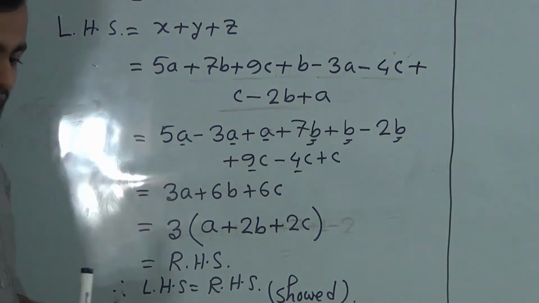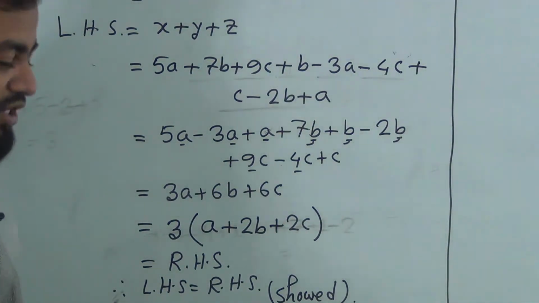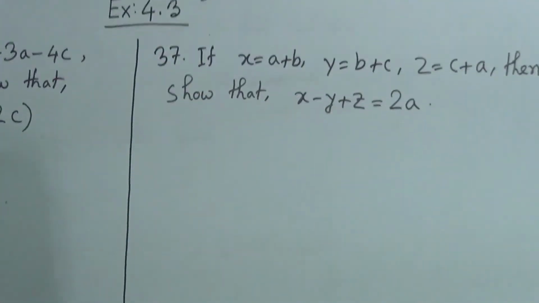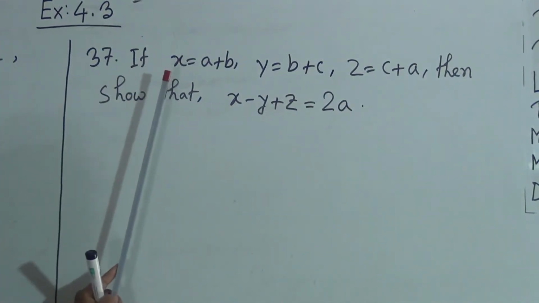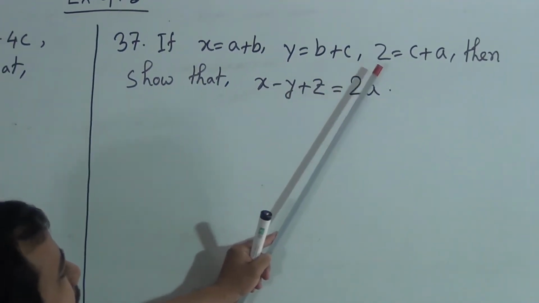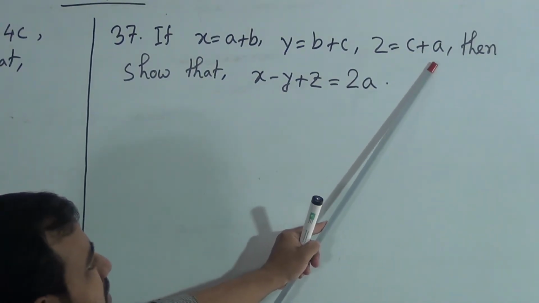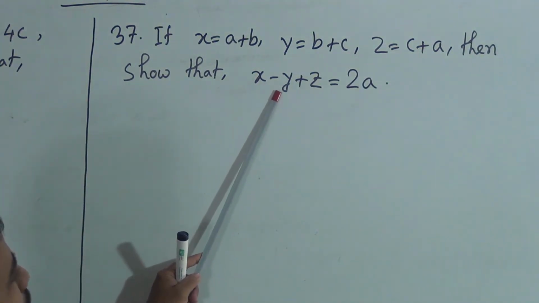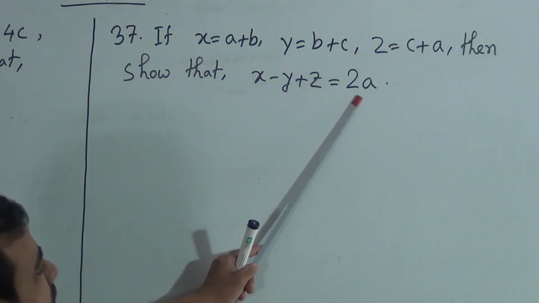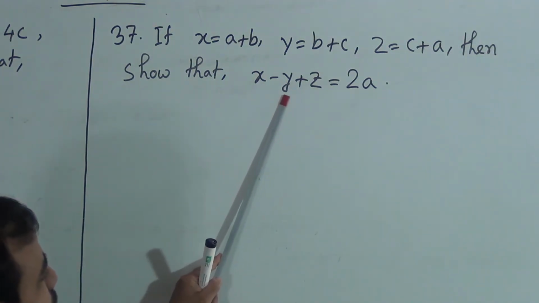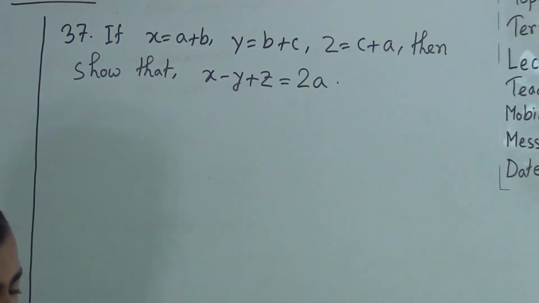Okay. Now we are going to solve question number 37. On the right side we have question number 37. The question is, if the value of x is equal to a plus b, the value of y is equal to b plus c, and the value of z is equal to c plus a, then show that x minus y plus z is equal to twice a. We have to prove that. That means we have to show that x minus y plus z equals twice a.